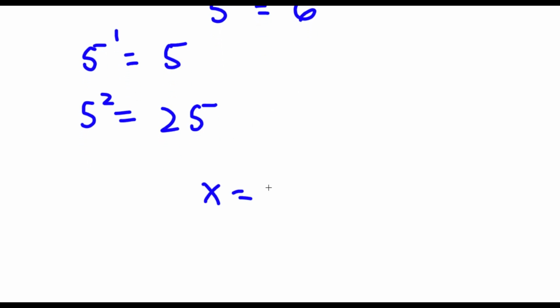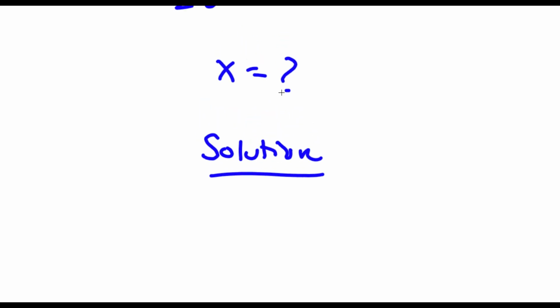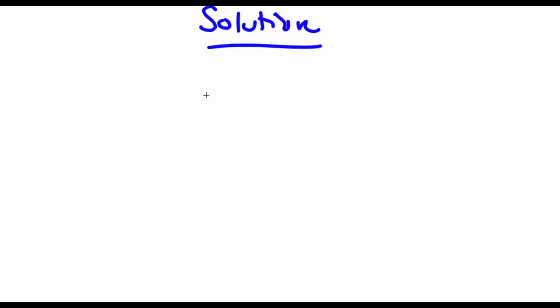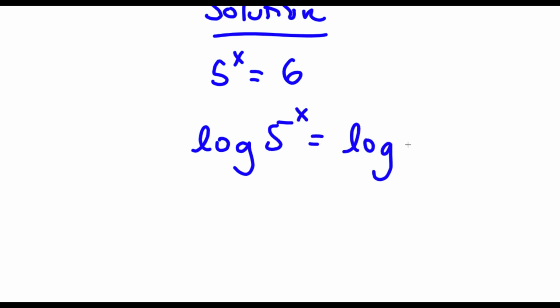So, to find the value of x here, this is my solution. So, I first start with 5 to the power of x is equal to 6. Now, I'm going to go ahead and take the log on both sides. So now I have log 5 to the power of x is equal to log 6.